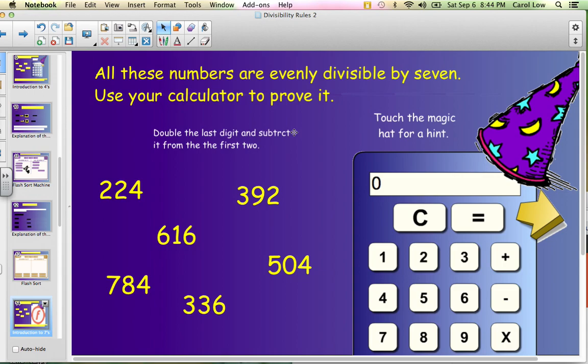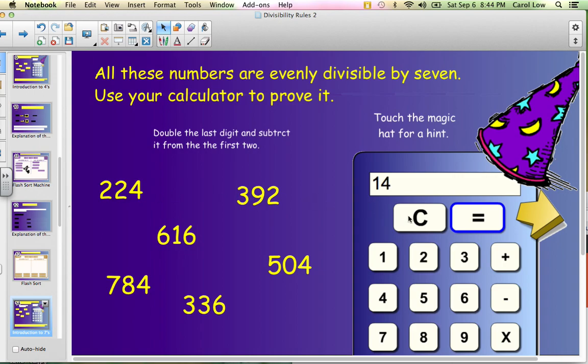Double the last digit and subtract it from the first two. All right, so if we have this, it would be 22, double this, which is 8, minus 8 equals what? Oh, that's handy. 22 minus 8 equals 14. Is 14 divisible by 7? Yes. So that means this is divisible by 7.